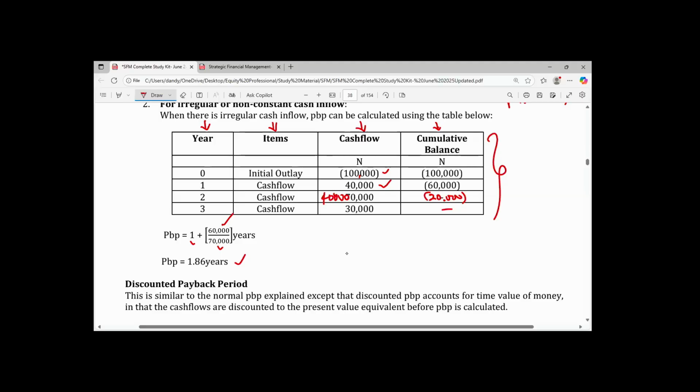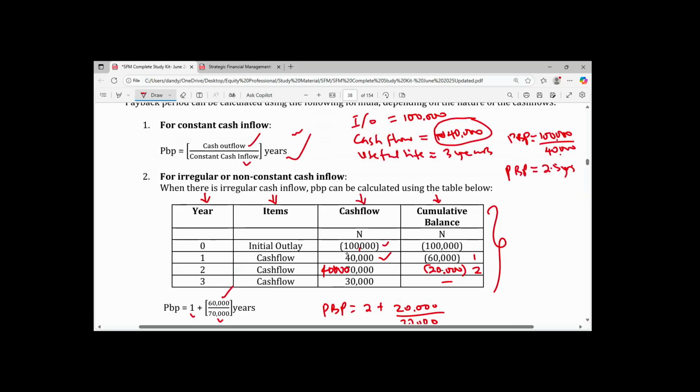In this case, I need to ask, how many years have I recovered? I've recovered for year one. I've also recovered for year two. Therefore, my payback period will be equal to 2 plus the outstanding balance of 20,000 naira divided by the next cash inflow of 30,000. This will give me 2.67 years. Which means that this project will pay back within 3 years. So this is how to calculate payback period where you have non-constant or irregular cash inflow. So that's how to calculate payback period.